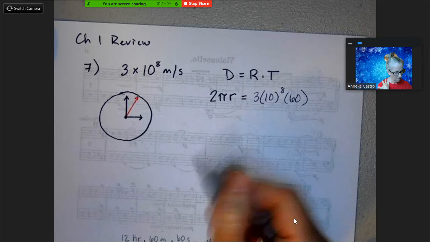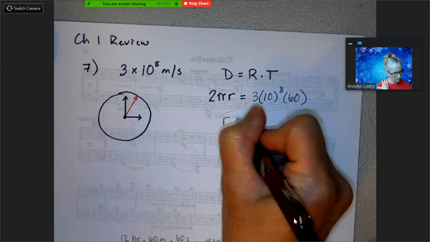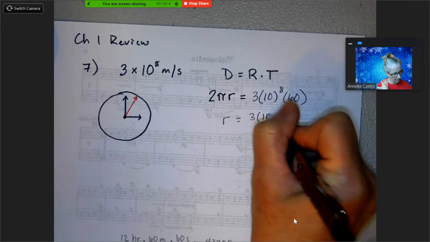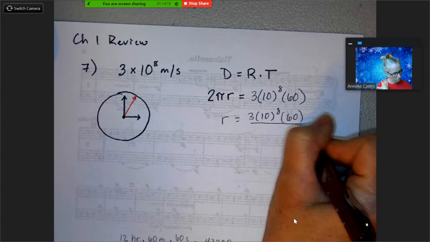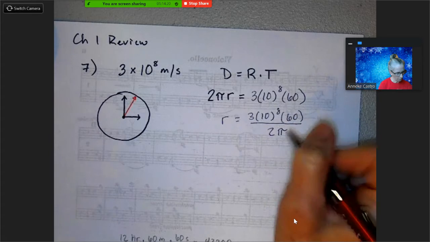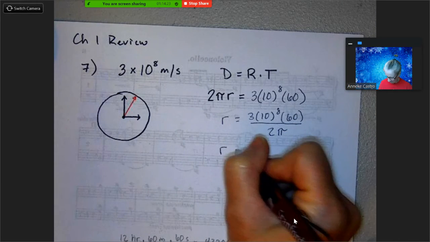I'm going to divide both sides of the equation by 2 pi. So I get radius is equal to 3 times 10 to the 8th, that's my speed of light, times 60 divided by 2 pi. And I'm going to put that into my calculator.